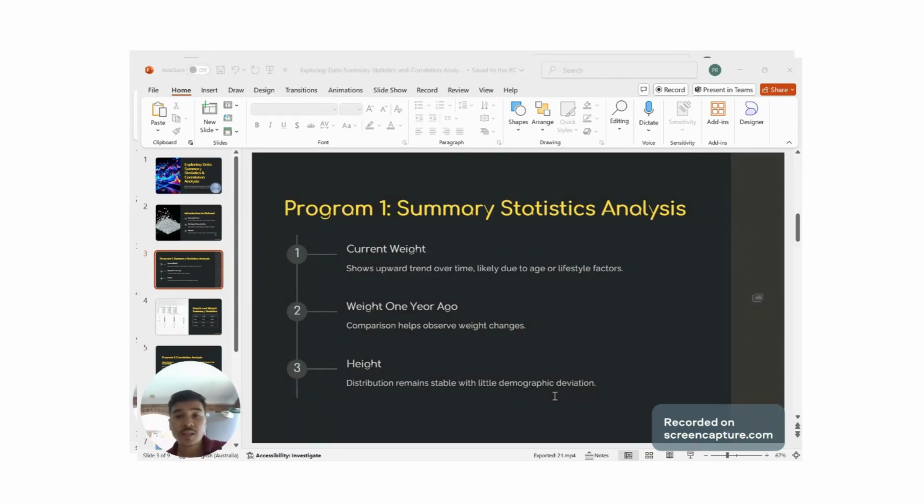Program 1: Summary Statistics Analysis. With Program 1, we're taking a closer look at some summary statistics for three main variables: current weight, weight from 1 year ago, and height. These statistics help us see general patterns in the data, and here's what we found.